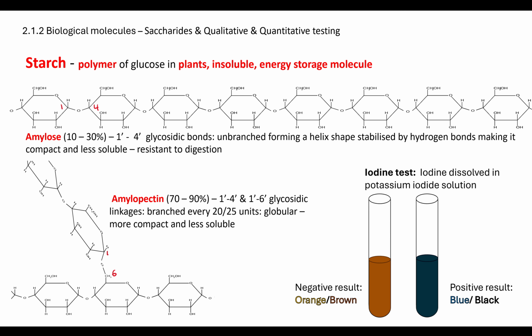Now, if we're going to test for the presence of starch, the amylose or the amylopectin, we would do an iodine test. So the iodine test is where you would dissolve the iodine in potassium iodide, and you would then test your sample with it. If there is no starch present, you would get what's known as a negative result, so an orange-brown colour. If starch is present, either the amylose or amylopectin, that would give you a positive result, which would give you a blue-black colour.